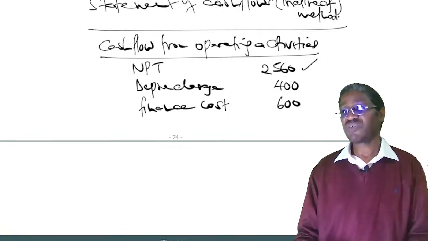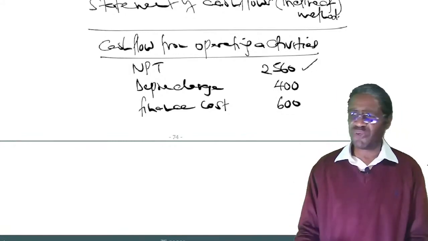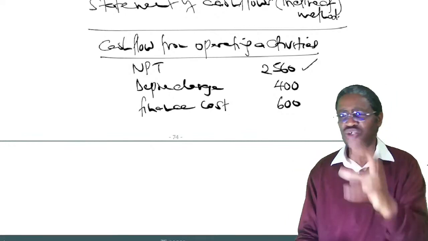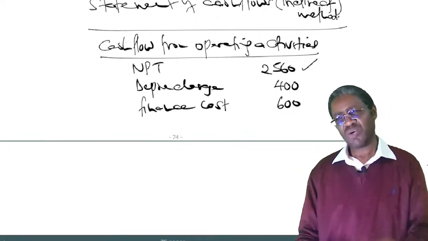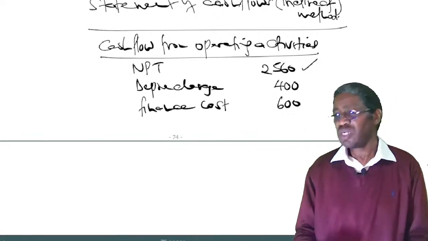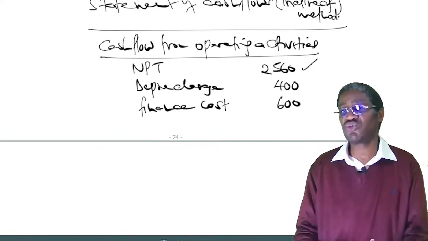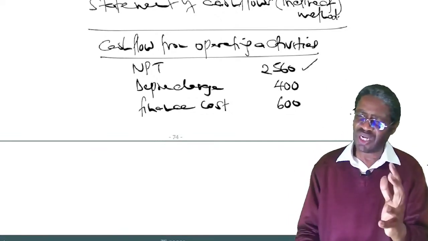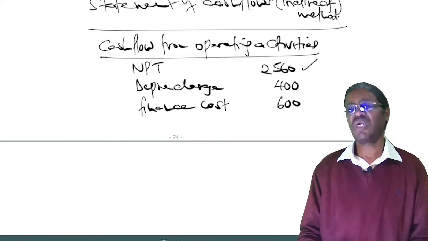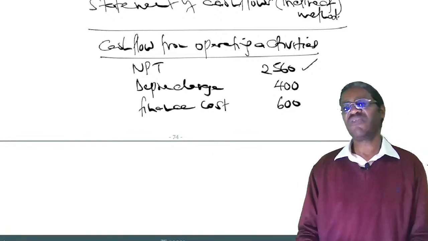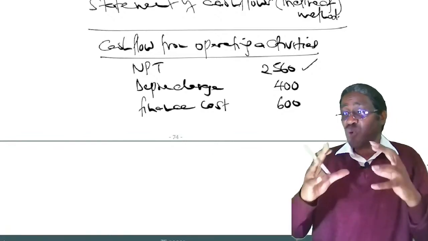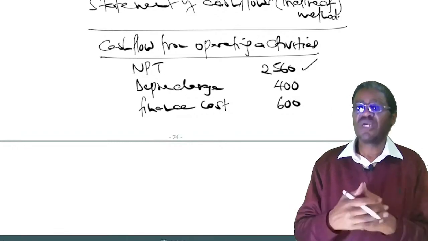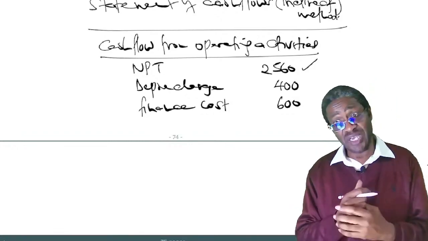Two, I have said, once you have brought in the profit before tax, then you normally adjust it with all the non-cash items. This is not something new, I told you. It is something you did in financial accounting when you are doing section one, or you must have done it in financial reporting. You have to adjust the profit before tax with all non-cash items.